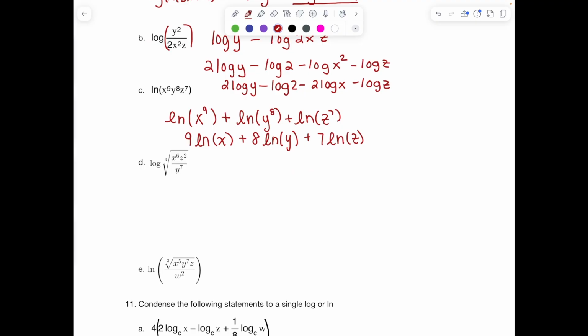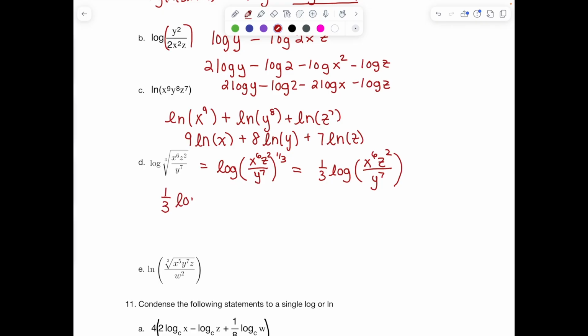All right, so now we have log of the cube root of x to the 6th z to the 2nd over y to the 7th. The first thing, we're going to want to break it down so it's log of x to the 6th z squared all over y to the 7th, to the 1/3. Then we can bring that power down, so I get 1/3 log of x to the 6th z squared over y to the 7th. Now I have to split everything up.